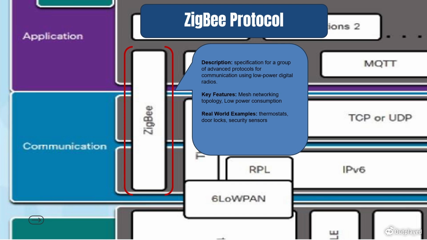So the key features of ZigBee include its mesh networking topology, which enhances communication reliability, and its low power consumption, making it ideal for battery-operated devices. So how can this be used in the real world? For example, ZigBee may be used in smart home automation systems where devices like thermostats, door locks, and security sensors need to communicate reliably over short distances with minimal power usage.